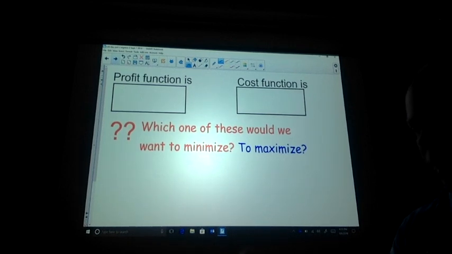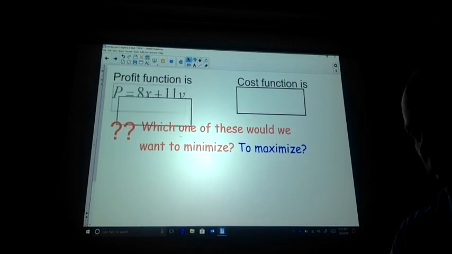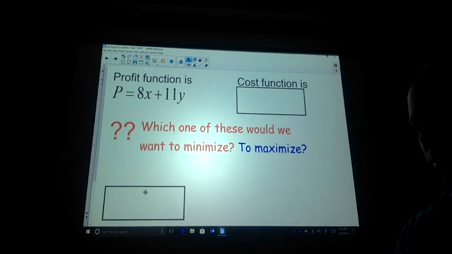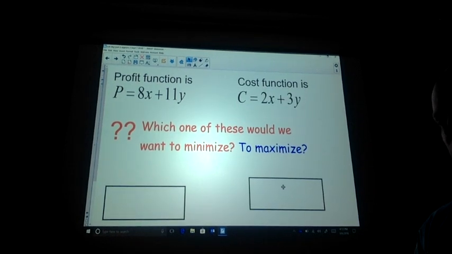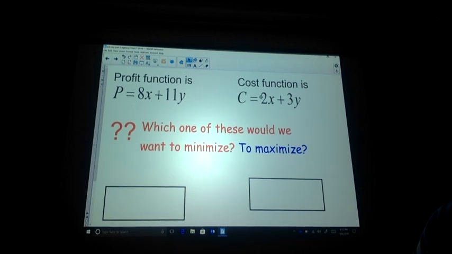Okay? So a profit function is 8x plus 11y. A cost function is that. So they look very similar. Which one do you want to minimize? A minimize, you want a cost. You want your minimum value of cost when you're running a business. You want to maximize your profit because you want to make money, right?